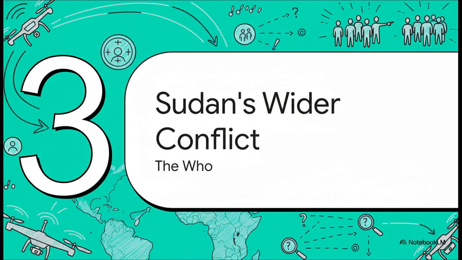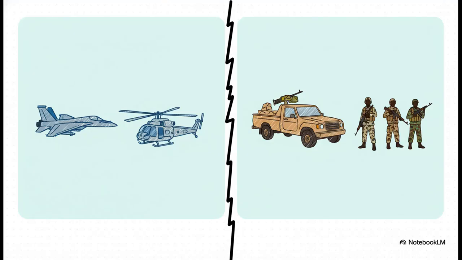Okay, so we've nailed down the what and the how. But for any of this to really make sense, we've got to zoom out and understand the who. Who is actually fighting in this war? So this conflict has two main players. On one side, you have the Sudanese Armed Forces, or SAF. That's the official state military. They've got the traditional stuff, the jets, the helicopters, the heavy air power. And on the other side, you have the Rapid Support Forces, the RSF, which is a really powerful paramilitary group that actually started out as a collection of militias.